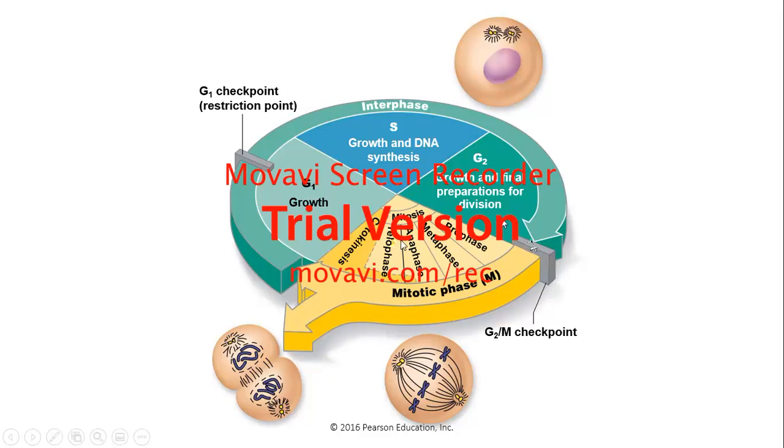Essentially, at the end of telophase, the cytoplasm isn't totally pinched off from the new cells that are developing. What cytokinesis does is divide completely and pinch off the cytoplasm between the two cells, so you have two separate cells. So cytokinesis is going to finalize that division of the cytoplasm between the two cells.